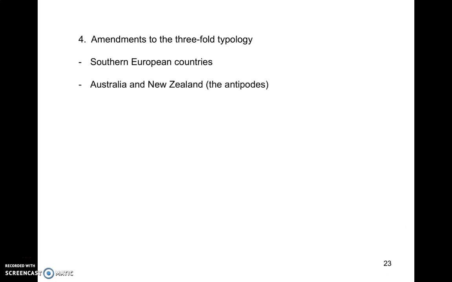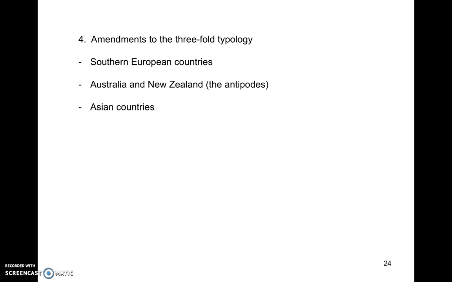There is now wide consensus in research that the typology should be amended in 3 respects. The Southern European countries constitute a distinct regime type. Although these countries, Italy, Spain, Portugal and Greece, are similar to the conservative type, their welfare states are less developed and the family plays a stronger role. Australia and New Zealand are part of the Anglo-Saxon liberal world, but their social security systems are more developed.